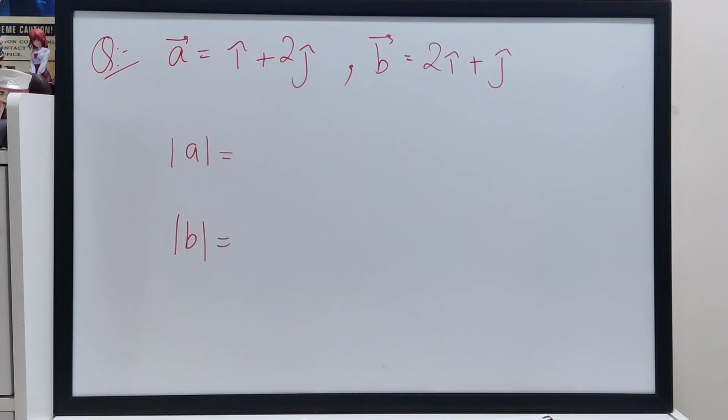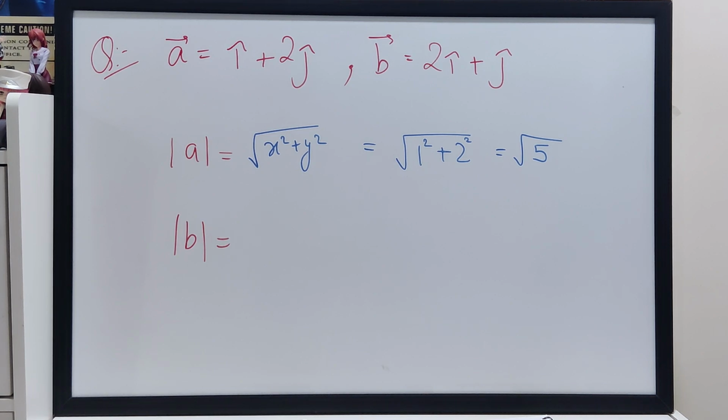Now you need to calculate the magnitude of vector A and vector B. How can you do that? Following the formula, root under x square plus y square. And if here we had z, then also plus z square.